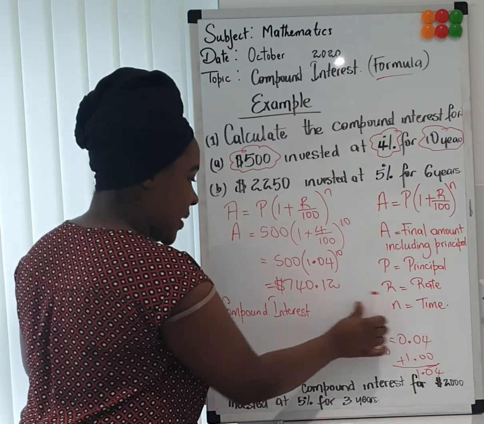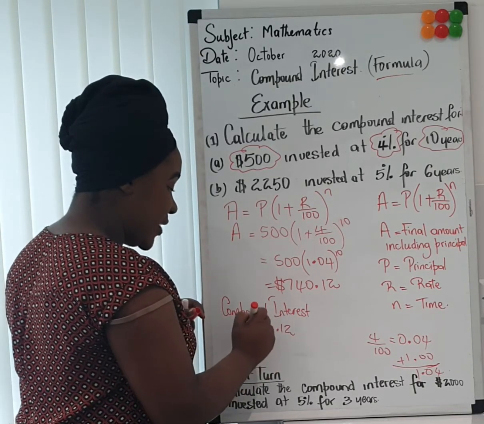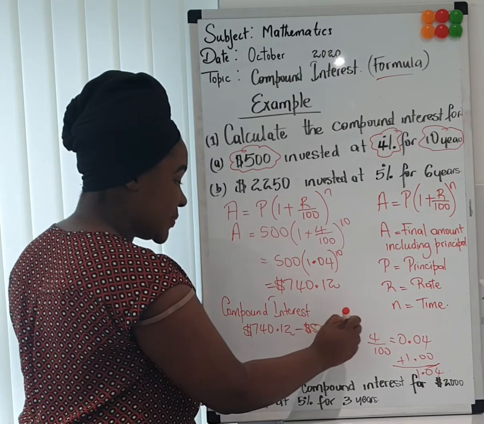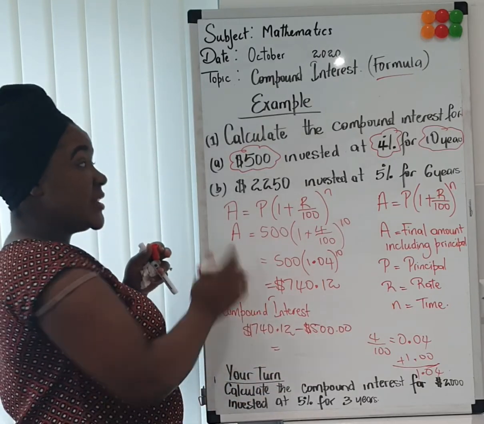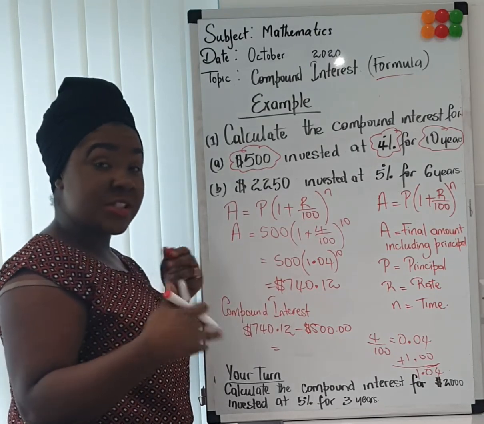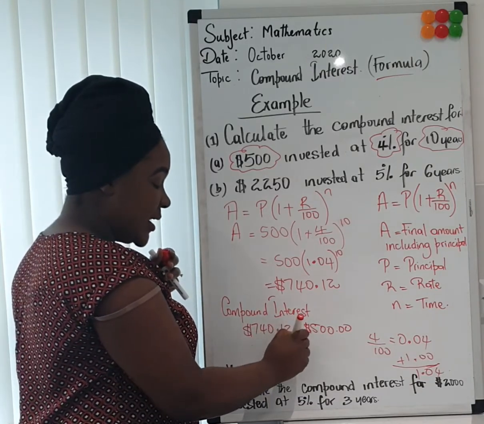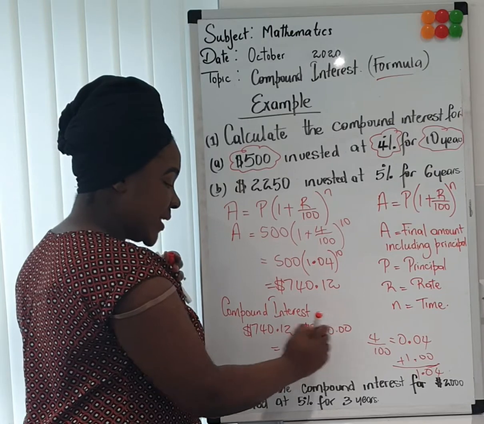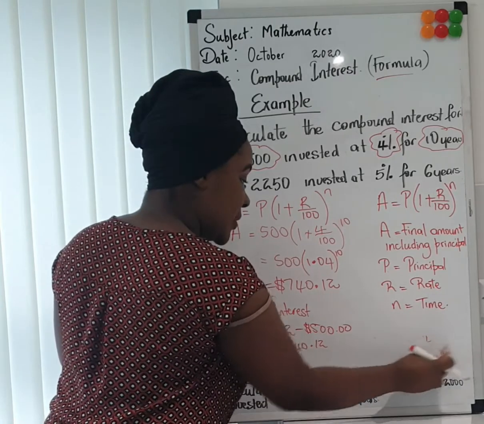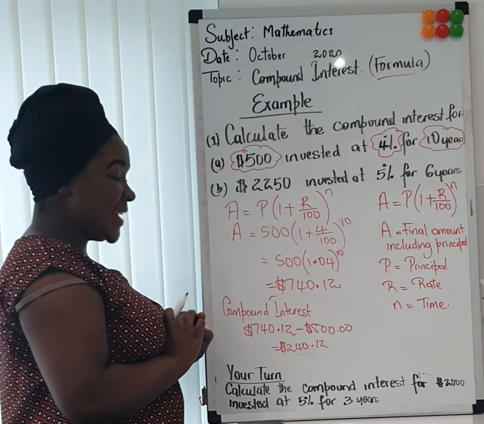From the $740.12 that you have at the end of the year, you're going to take out your original money, which is $500. The $500 is what you invested. At the end of the year, this is what you see in your account. You want to know how much you earned on that money. When it comes to compound interest, you do your subtraction, and that leaves us with $240.12. Good? So that's our first question. Alright, let's go to the second one now.